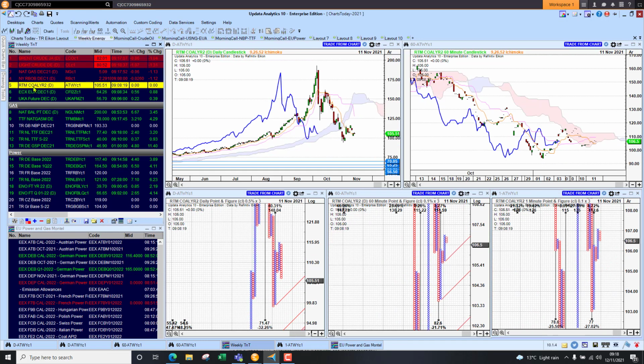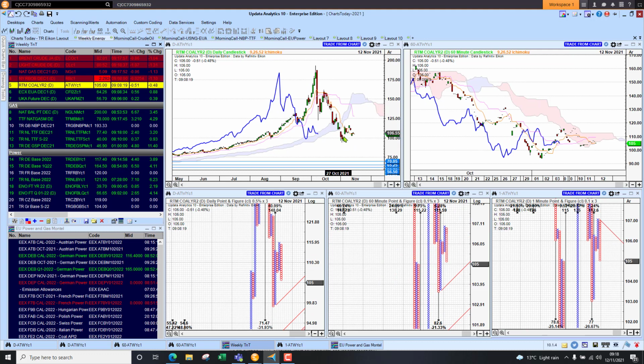Coal is sitting at 105. At risk of wandering below the cloud, certainly has on the price, and we've not managed to get back above the cloud here. A lot of other assets in the energy mix have got above the cloud, but not coal.